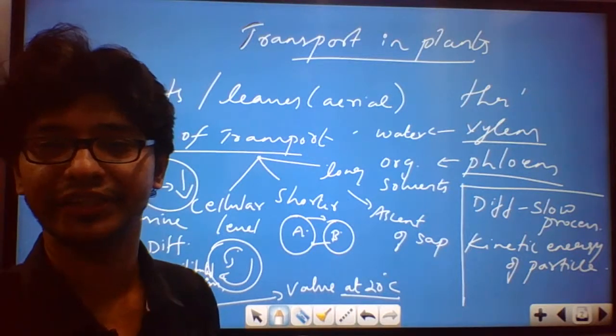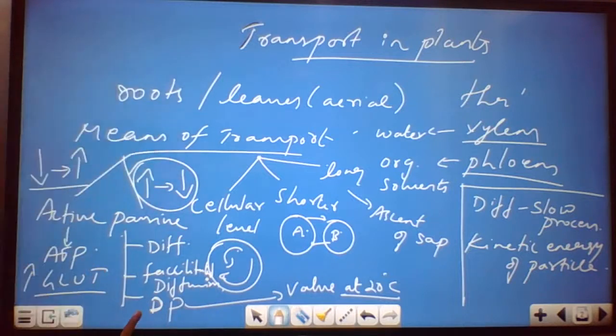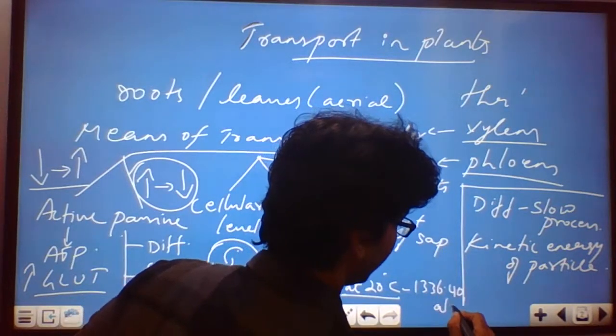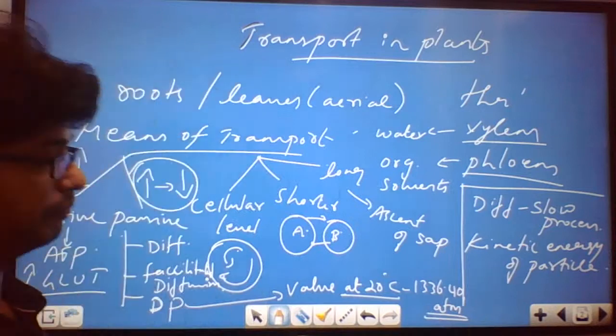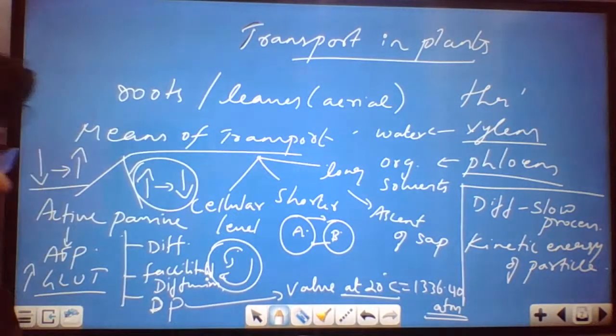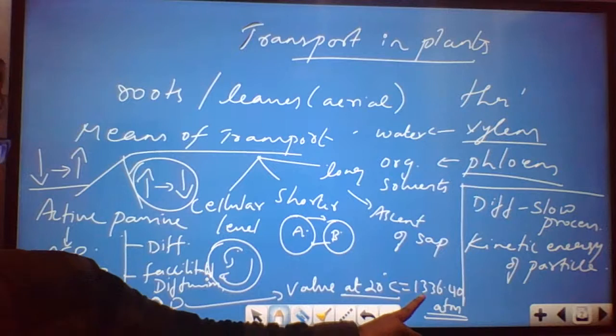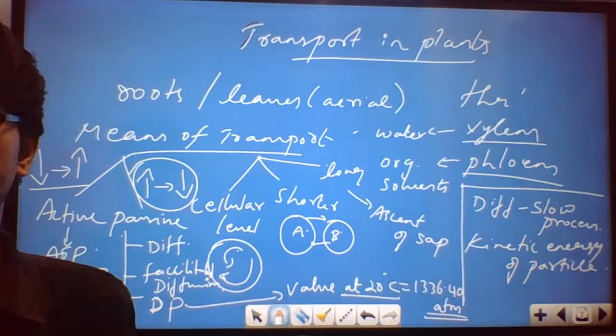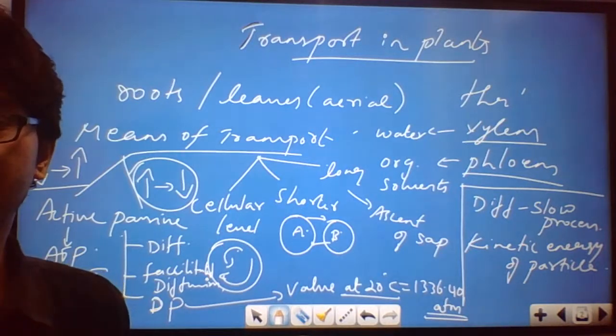How about incineration? So dp is the diffusion pressure. This is proportional to the kinetic moment and the number of diffusing particles, and the value at 20 degrees centigrade is 1336.40 atmospheric pressure. The value of the diffusion pressure at 20 degrees C is 1336.4.